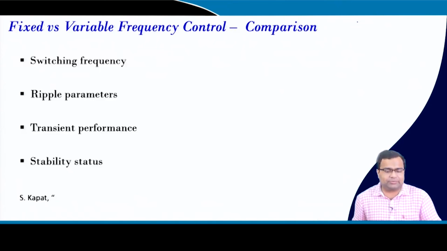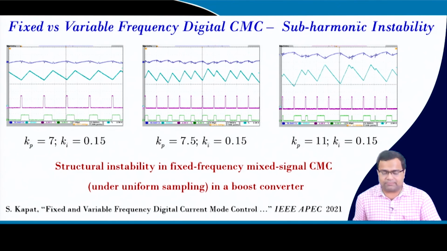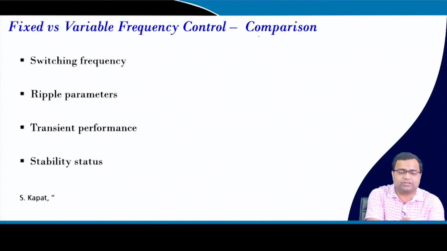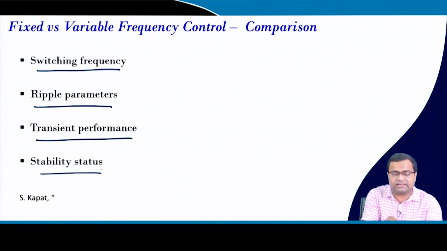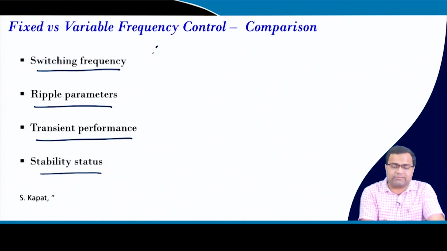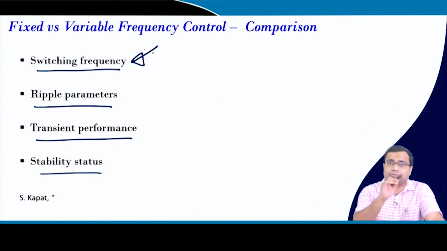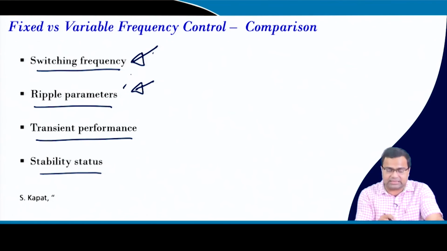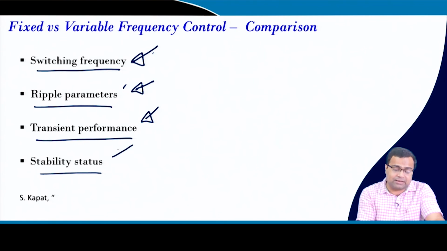So, we have discussed fixed frequency and variable frequency control. One more thing I want to emphasize, in fixed frequency versus variable frequency comparison, switching frequency, ripple parameter, transient performance and stability status are very important factors, and in variable frequency the switching frequency variation is one of the drawbacks, but you can of course adapt it. For the ripple parameters, if we can adapt the switching frequency, it will be the same as your fixed frequency. The transient performance can be improved, that we have also checked, and the stability of the current loop is also checked.